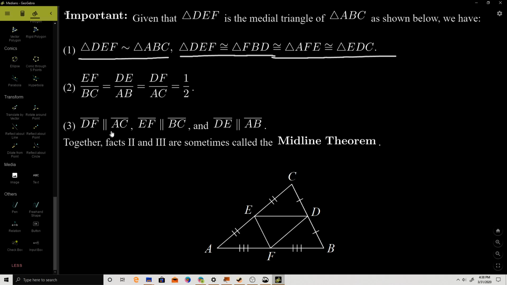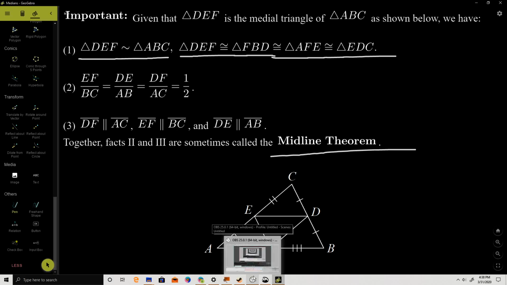And because of all the congruent angles we found, we know that ED and AB are parallel, EF and CB are parallel, and what's the last one I missed? EF, BC, DE, AB, and so on. All those points come together to form the Midline Theorem, which is a really excellent theorem that can make a lot of problems very simple to solve.